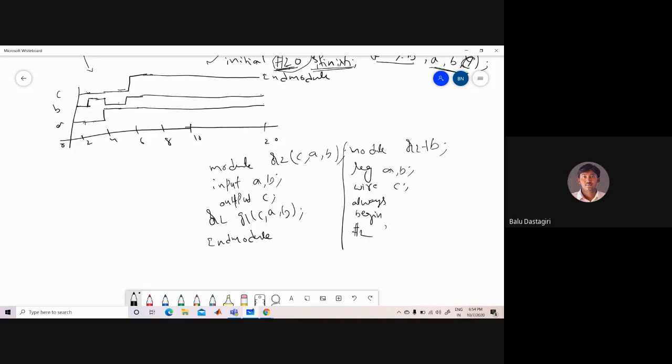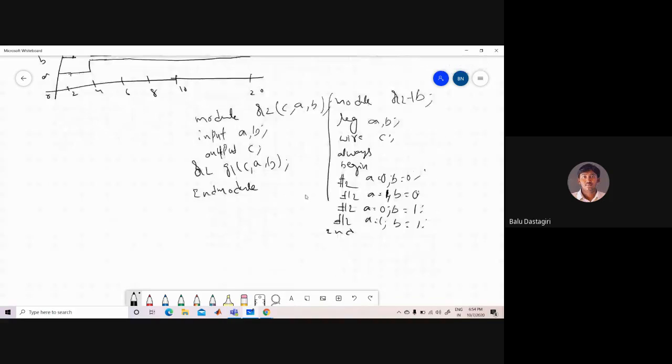Hash 2 A equal to 0, B equal to 0, hash 2 A equal to 1 and B equal to 0, hash 2 A equal to 0 and B equal to 1, hash 2 A equal to 1 and B equal to 1. Okay. So after specifying this, next end the always block.